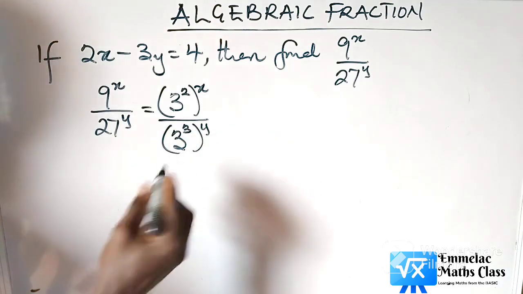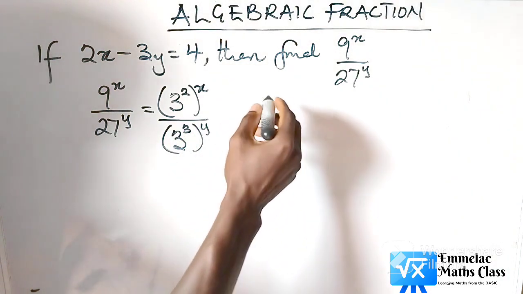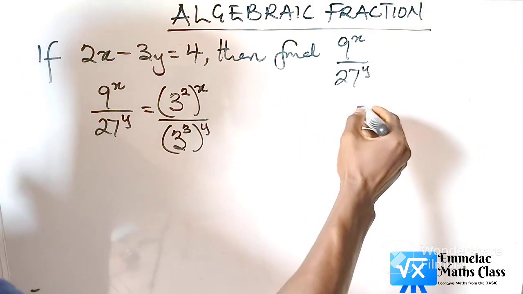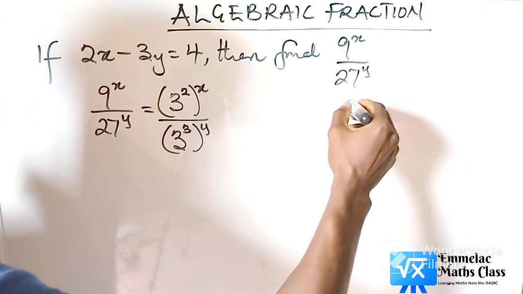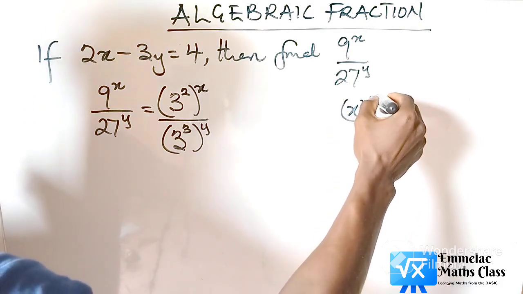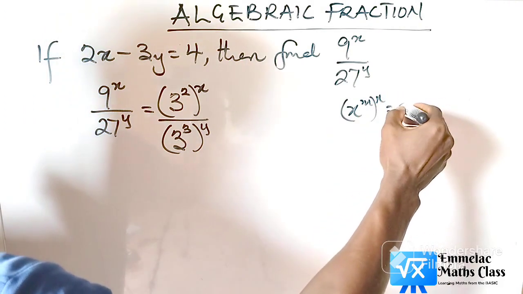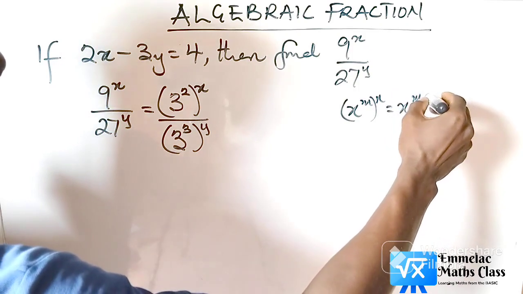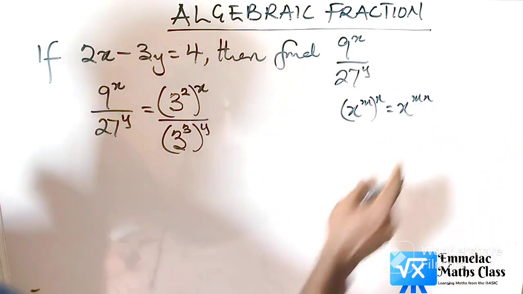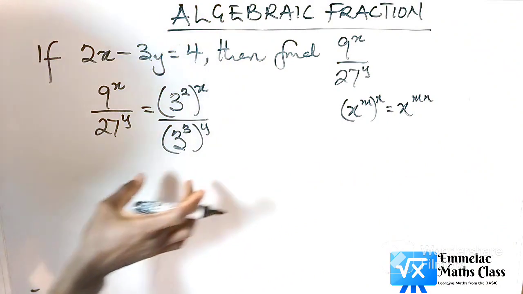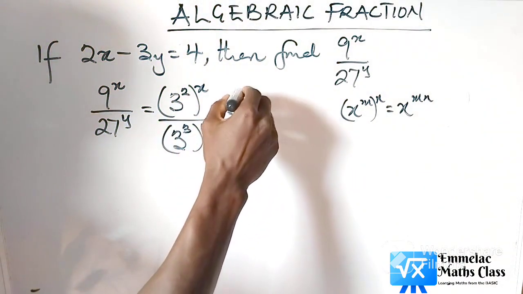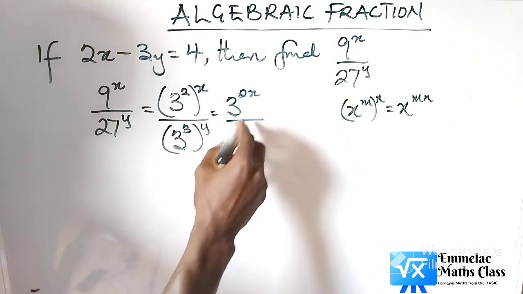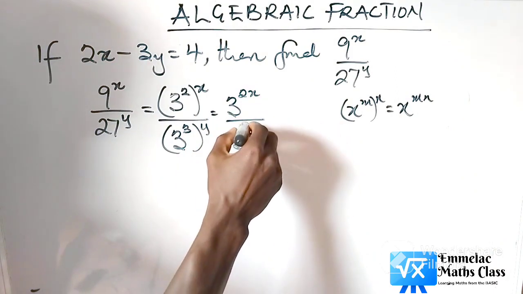From the law of indices, x raised to the power of m raised to the power of n is the same thing as x raised to the power of mn. If we apply this principle here, this is 3 raised to the power of 2x over 3 raised to the power of 3y.